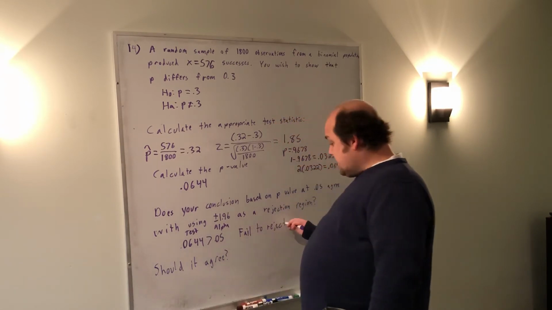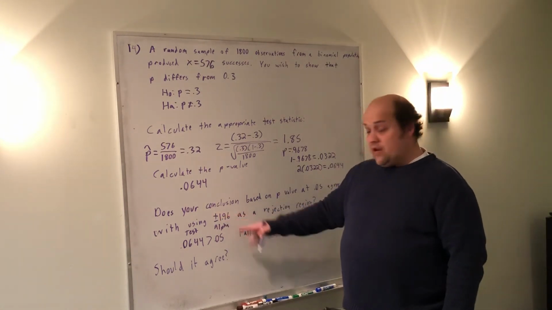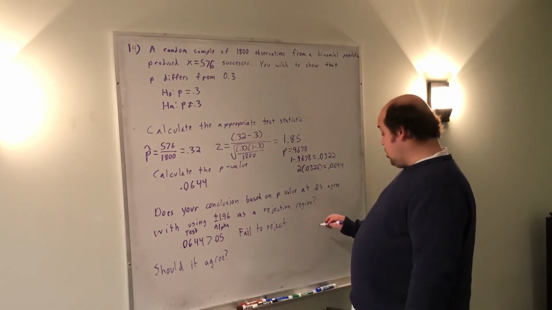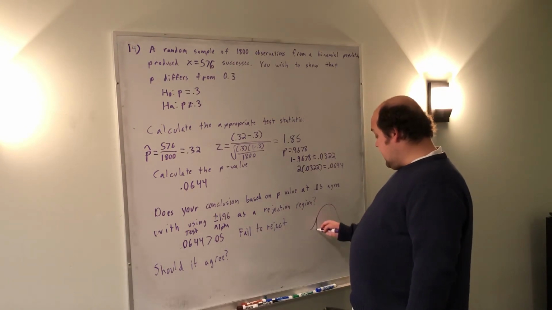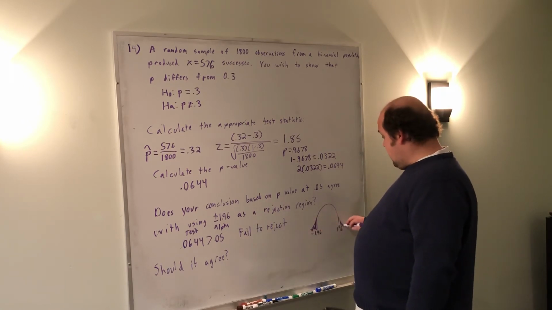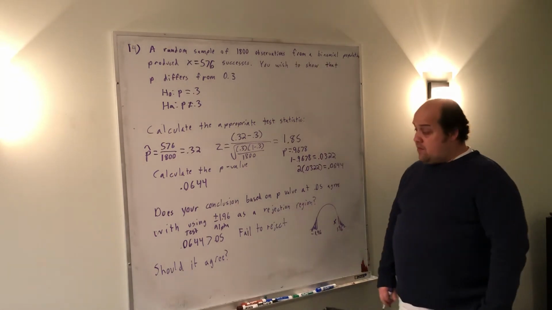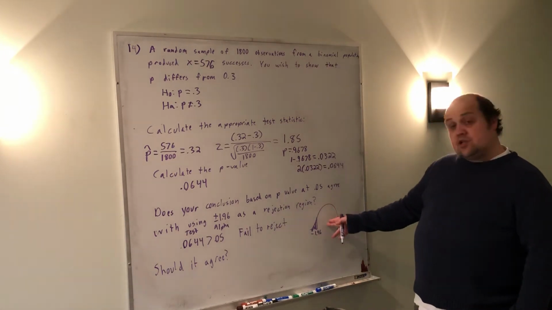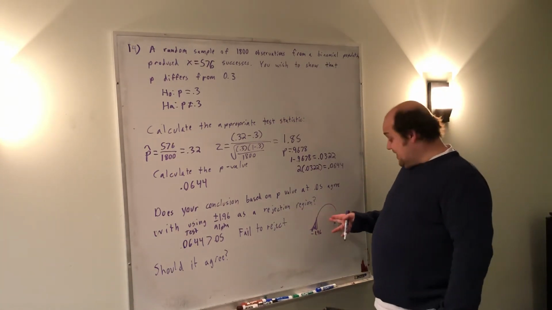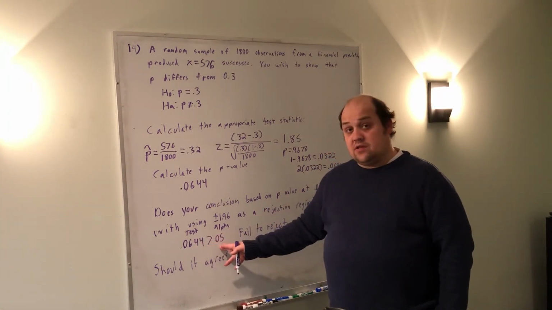It then asks me, does that agree with what I would get using plus or minus 1.96 as a rejection region? So they're saying negative 1.96 starts this side, 1.96 starts the right side, and I want to compare my 1.85. It would fall here in my fail to reject region, so using regions of rejection, I would get the exact same answer as using the comparison of p-values.